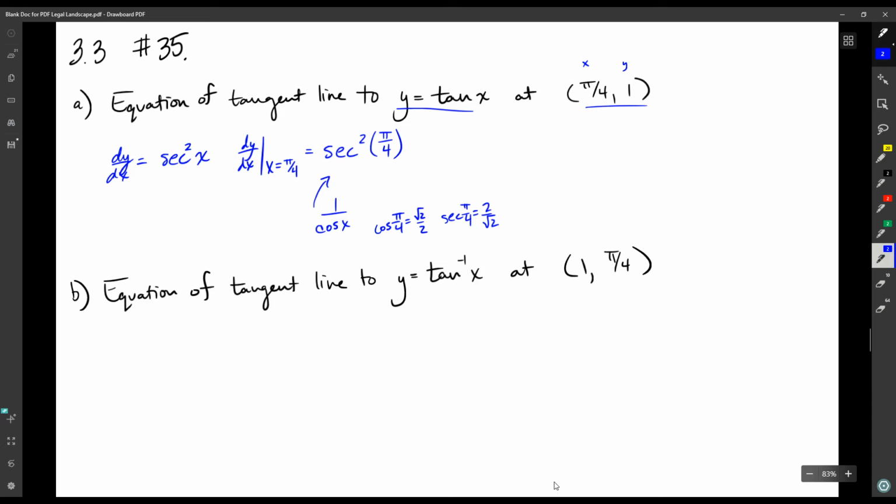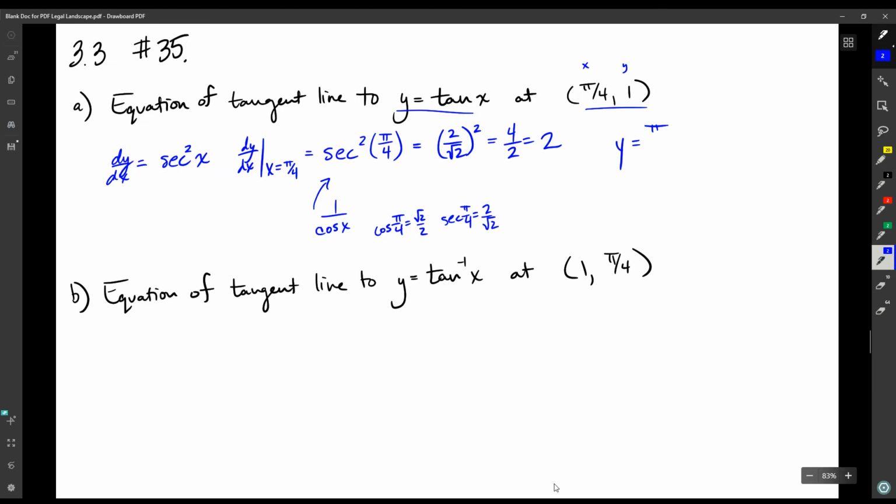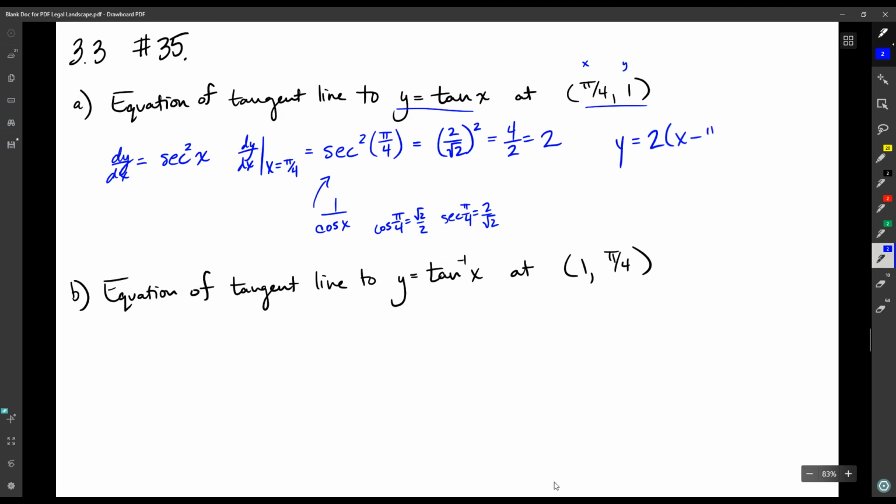It's the reciprocal. So I can now move on and say this would be 2 over the square root of 2 quantity squared. Well, that becomes then 4 on top, 2 on bottom. So the slope of this tangent line must be 2. So for my equation, I'm looking at y equals the slope, pi over 4, excuse me, that's not the slope. The slope is 2 times x minus the x value of the point, pi over 4, plus the y value of the point, 1.